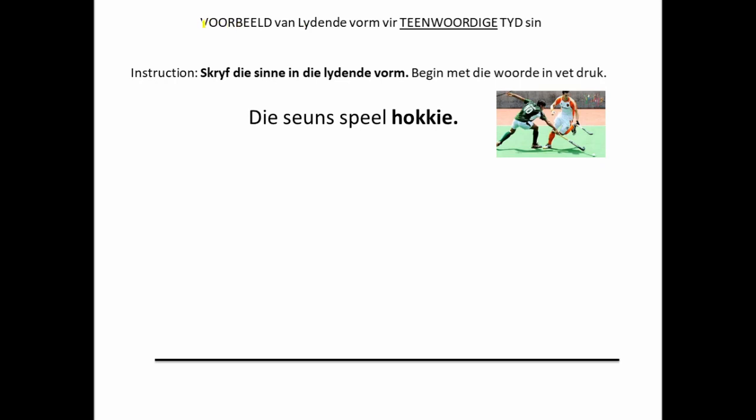We're going to do an example, voorbeeld, of a Lydende vorm change to a sentence written in teenwoordige tyd. You will find an instruction that says "Skryf die sinne in Lydende vorm. Begin met die woorde in vet gedruk." Vet gedruk means bold. So, I know I will need to start my sentence with the word written in bold. But let's see how I go about doing this in a systematic way.